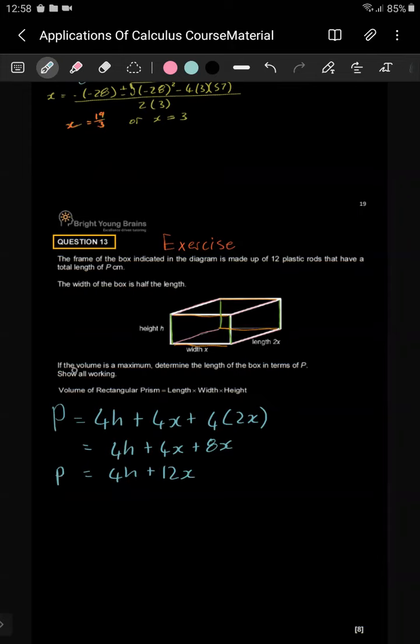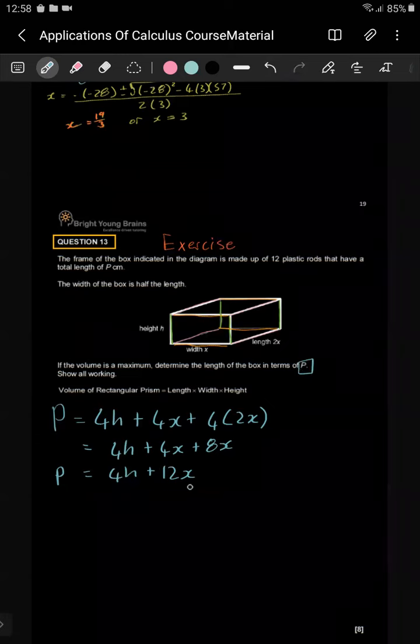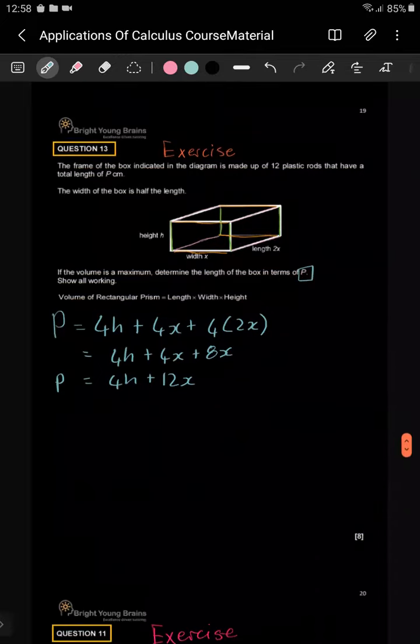And then it says if the volume is a maximum, determine the length of the box in terms of p. Okay, this is quite interesting. They want us to determine the length in terms of p. Yeah, I see why this is an 8-mark question.